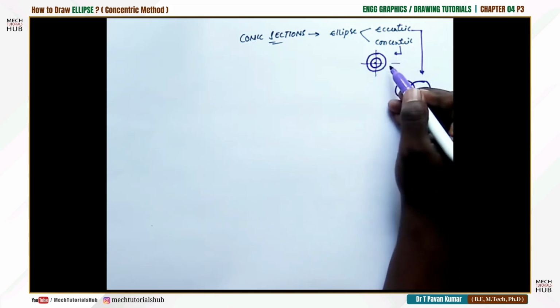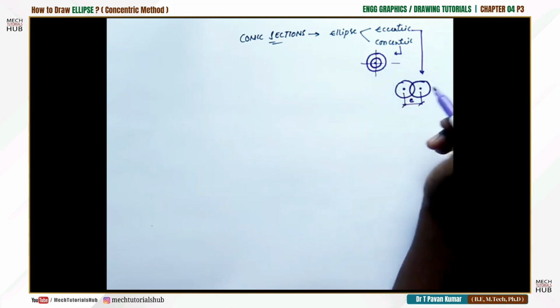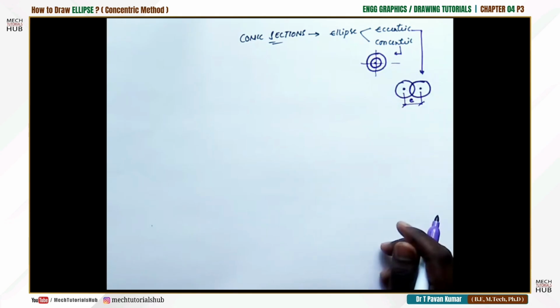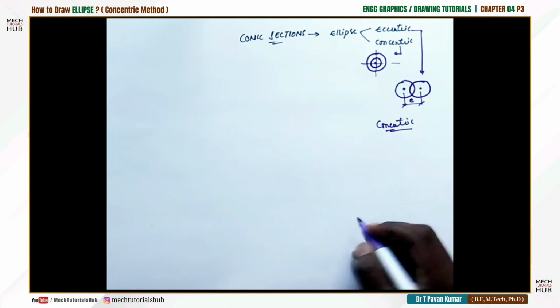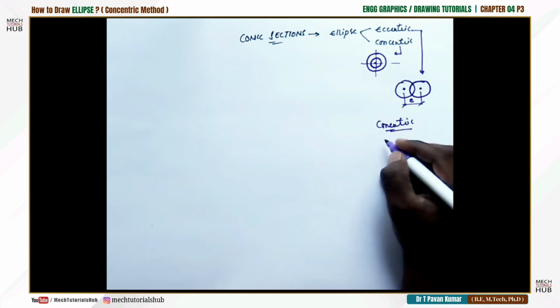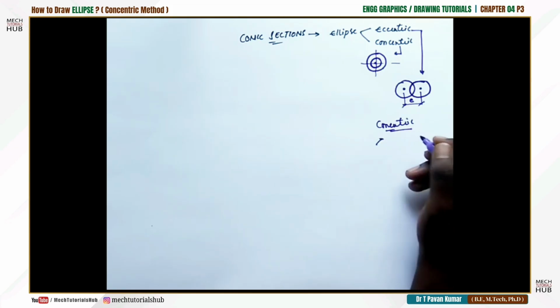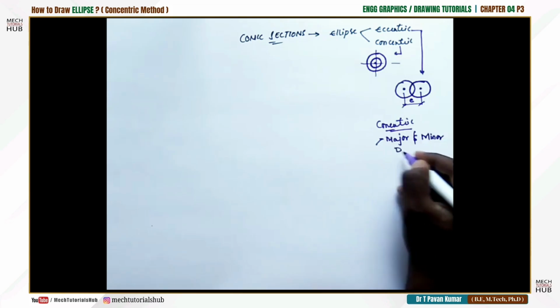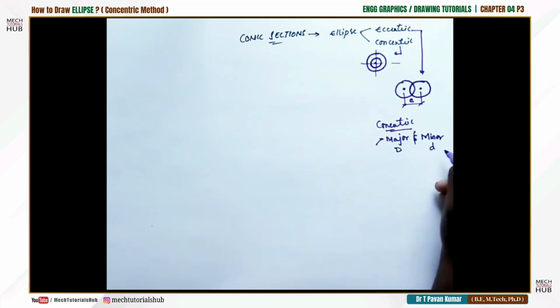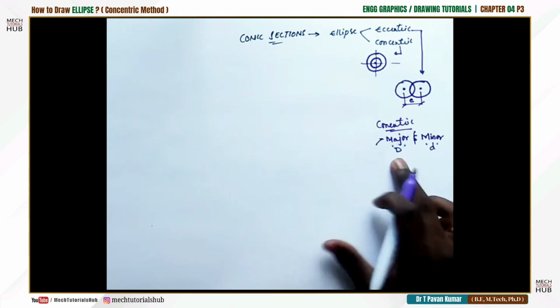In concentric, both the circles share the same center. In eccentric, both will maintain some offset distance. Now in case of the concentric method, in the question they may give you information related to the major and minor axis, nothing but the major diameter and minor diameter. Major diameter may be capital D, minor may be small d. You can represent it like this. Whatever data is given in the question, you need to specify the given data in this format.